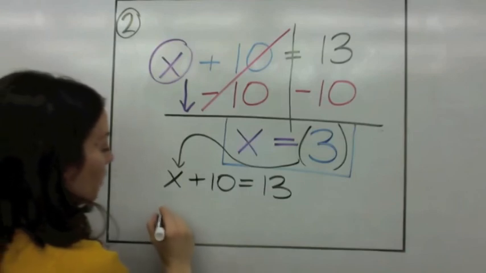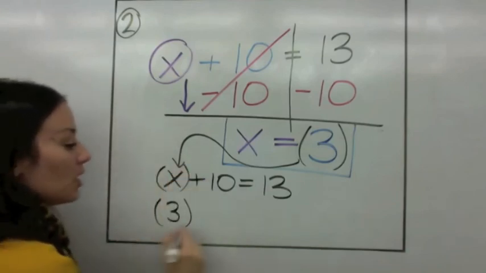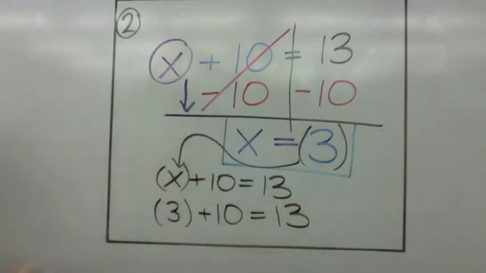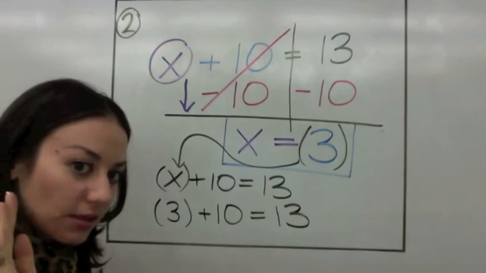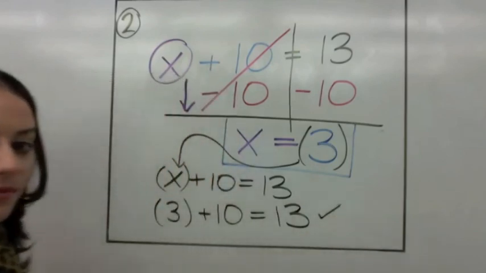So you say, all right, well, x is 3. That's what's in parentheses, right? Then I'm going to add 10. Does that give me 13? Is 3 plus 10 13? Is it? Yes, it is. Very good. So you're going to go ahead and check it off. Very nice.